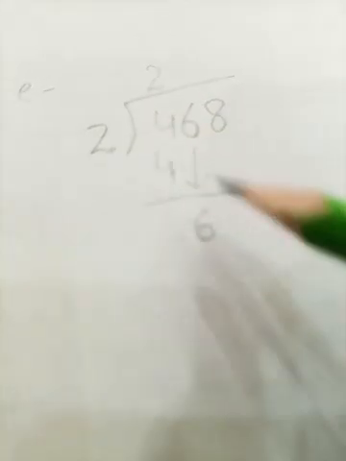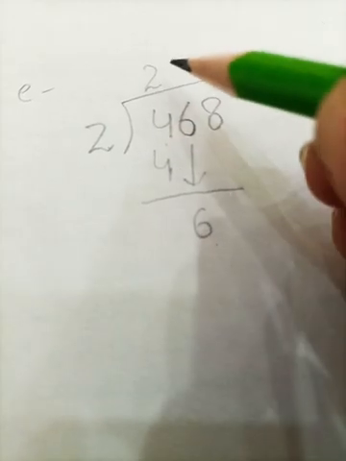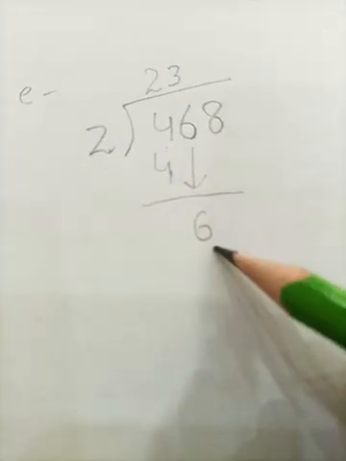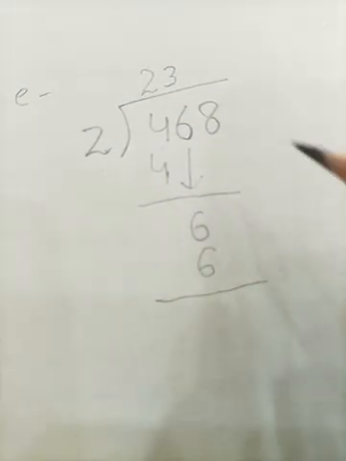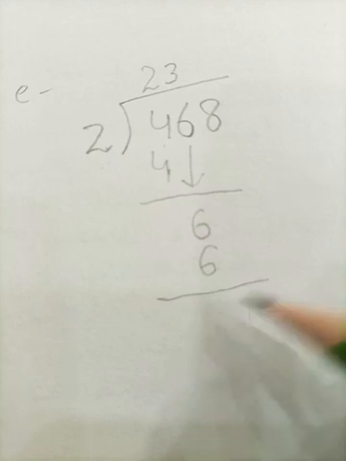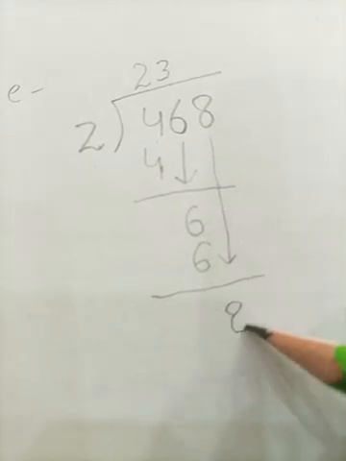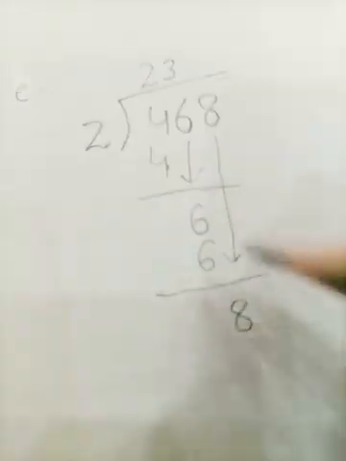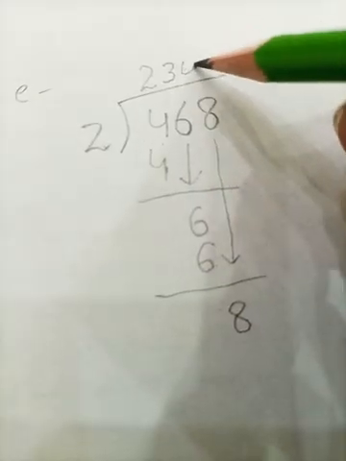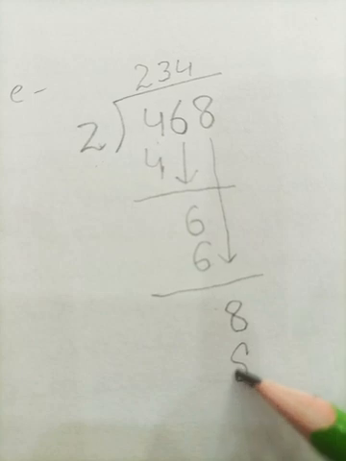Now read the table of 2 till the 6. Yes, 2 3s are 6. Very good. Next step is subtraction again. 6 minus 6 is 0. So we are taking our 1s down here. That is 8. Now read the table of 2 till the 8. 2 4s are 8. Very good.